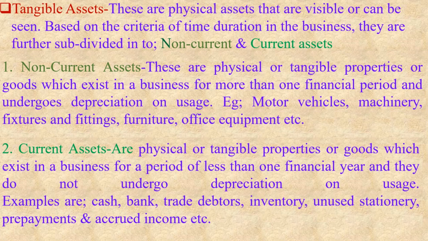Now, current assets again are physical or tangible properties or goods which exist in a business for a period of 1 year or less. They do not undergo any depreciation on usage. And a good example are cash in hand, cash at bank, trade debtors, which is currently referred to as accounts receivable. We also have inventory, which was previously referred to as stock. Then you have unused stationery, prepayments, and accrued incomes.